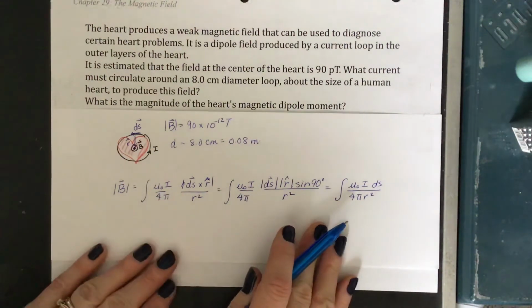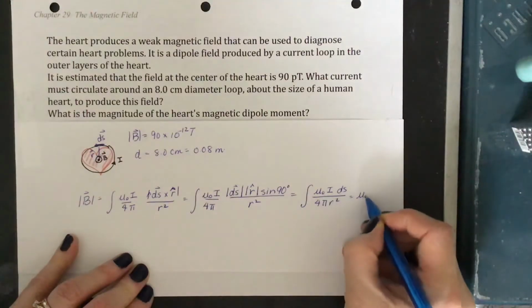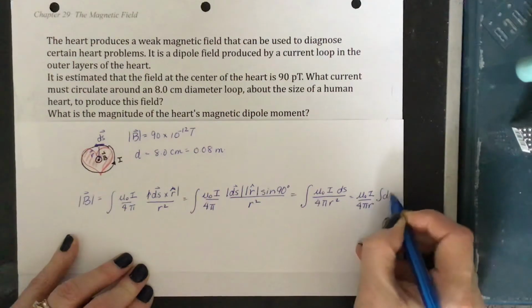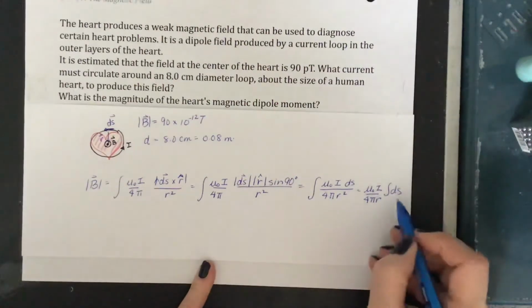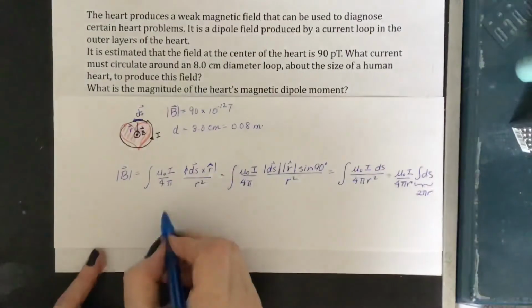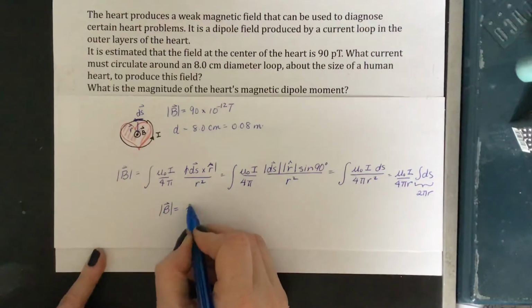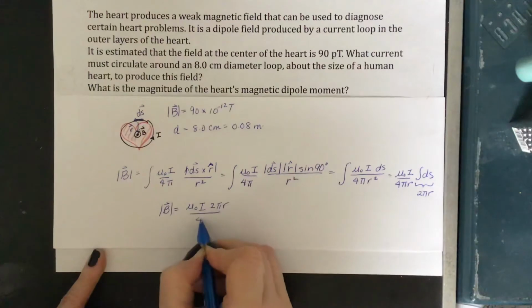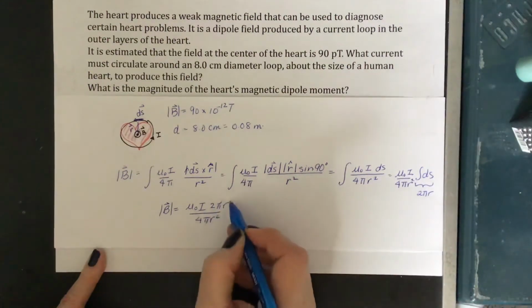We can take all of our constants in our integral out front: mu naught I over 4 pi r squared times the integral of ds. The integral of ds is the distance around our loop. That's just the circumference, 2 pi r. So that means that the magnitude of our magnetic field B is equal to mu naught times I times 2 pi r over 4 pi r squared. Pi's cancel, one of those r's is gone, 2 goes into the 4 to give 2.